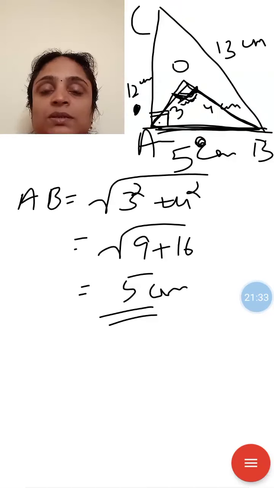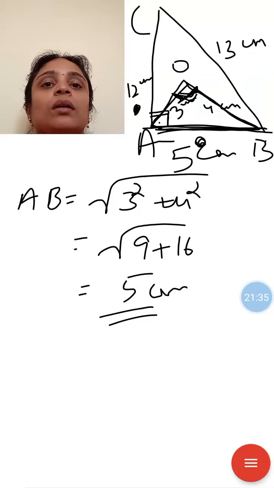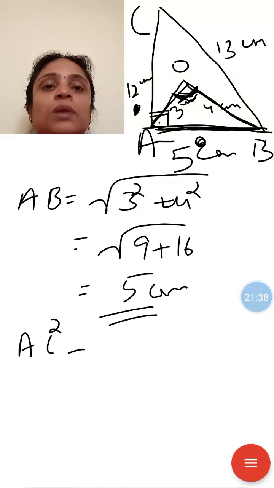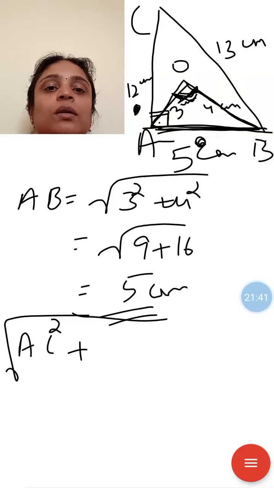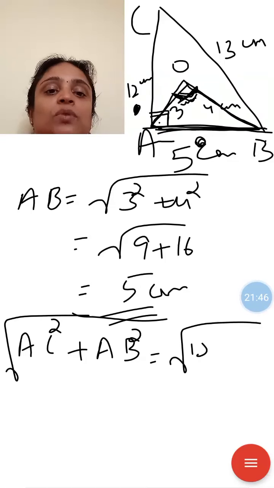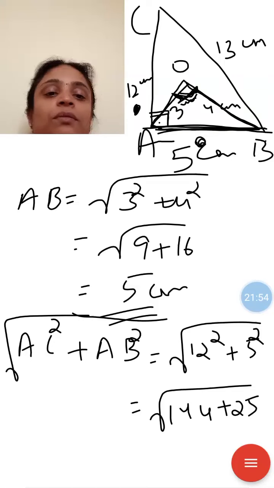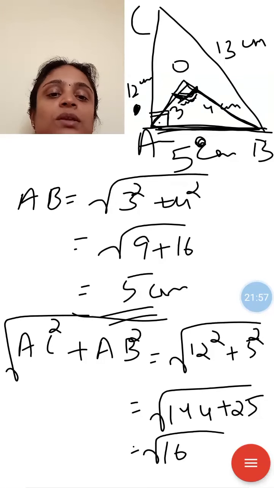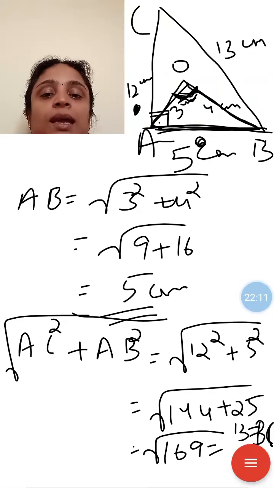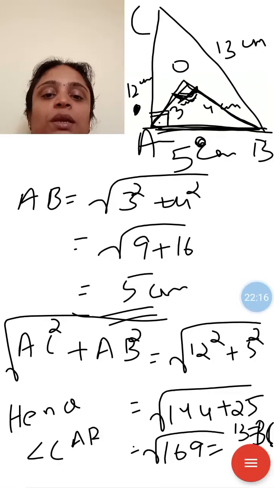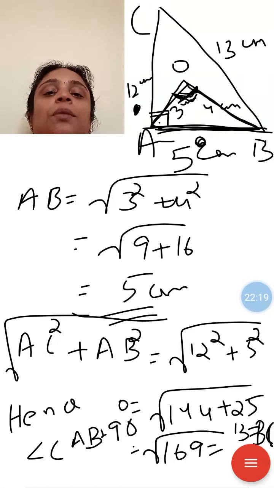So AC square plus AB square equal to 12 square plus 5 square equal to 144 plus 25 equal to 169, root of which is 13, which is equal to BC. Hence, angle CAB equal to 90 degree by the converse of the Pythagoras theorem.